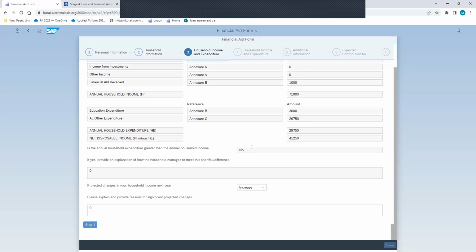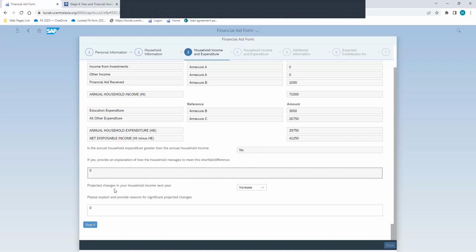If yes, in your case, it might be yes, you have to provide details. How do you manage these to meet the shortfall? Like, what is the difference? So you can answer if there is kind of a difference, like you get some help from some local people or some relatives are helping you or something like that. You please mention it here.